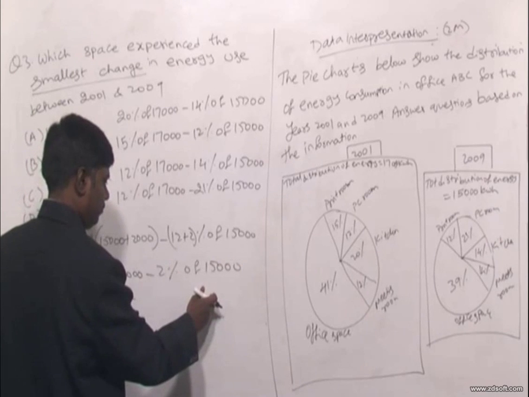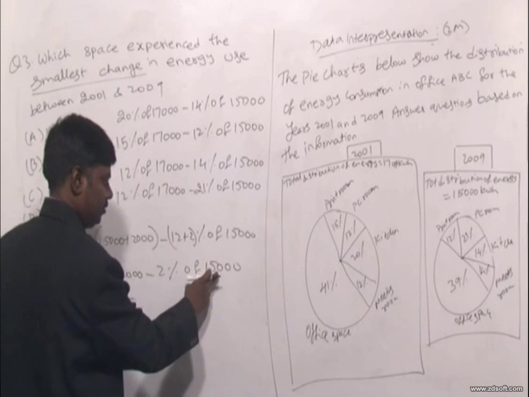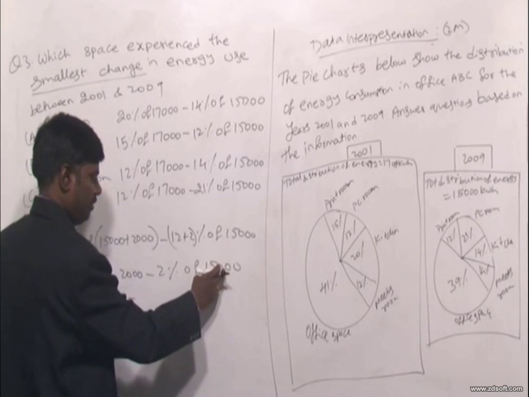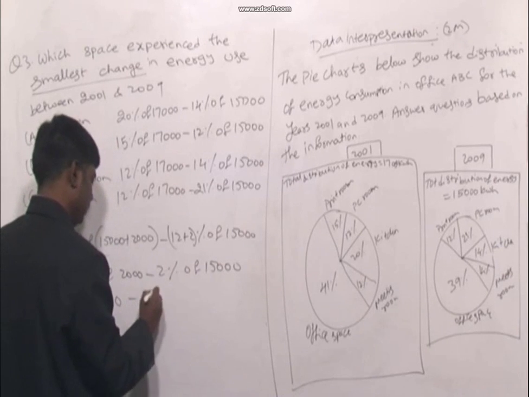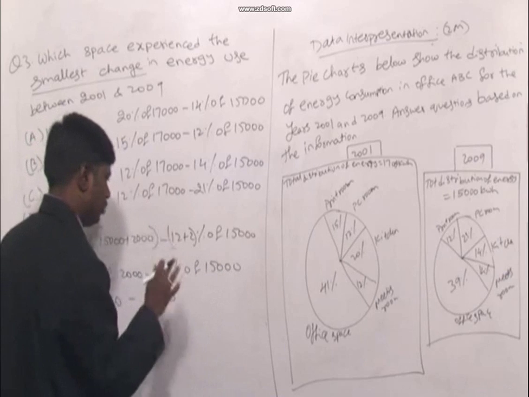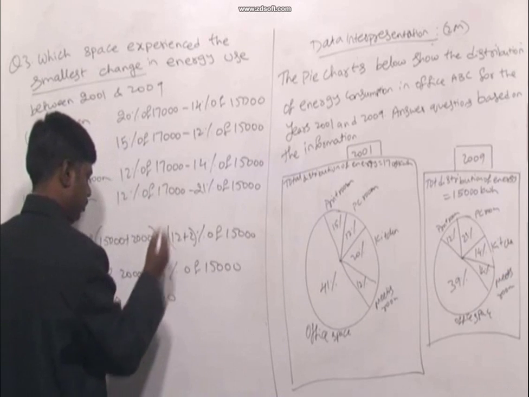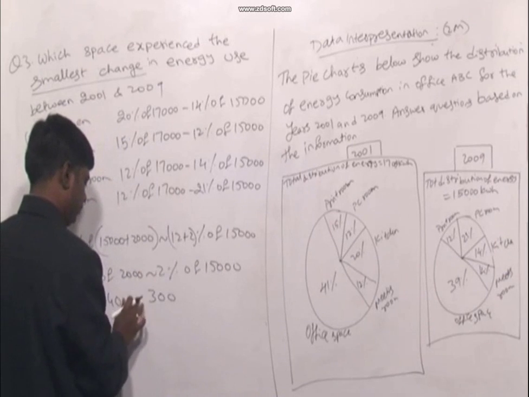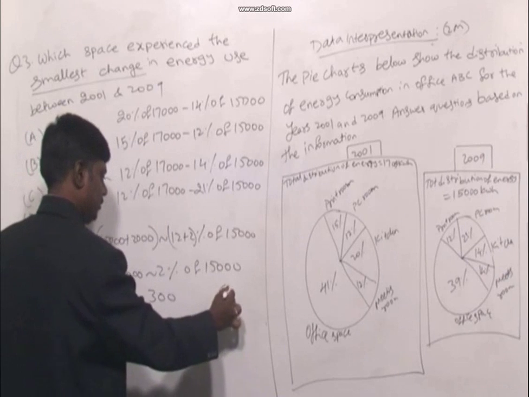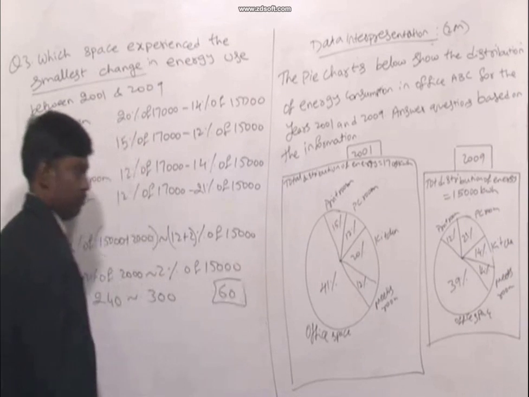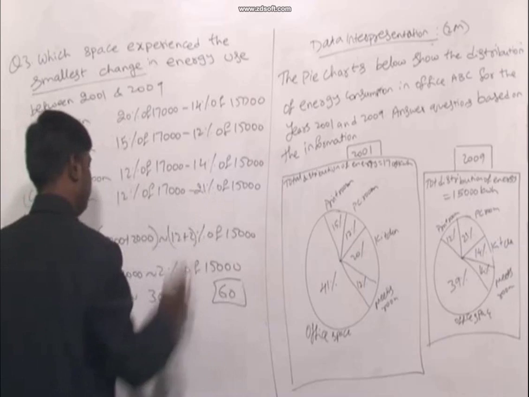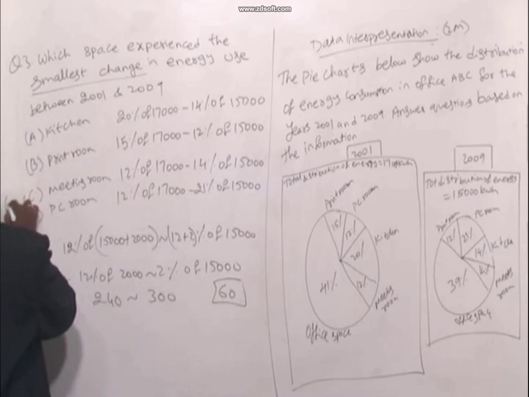2% of 15,000. 1% is 150, 2% is 300. We just bothered about the change. So I'll go with this. So change is 60. Whereas here it is 60. Okay.